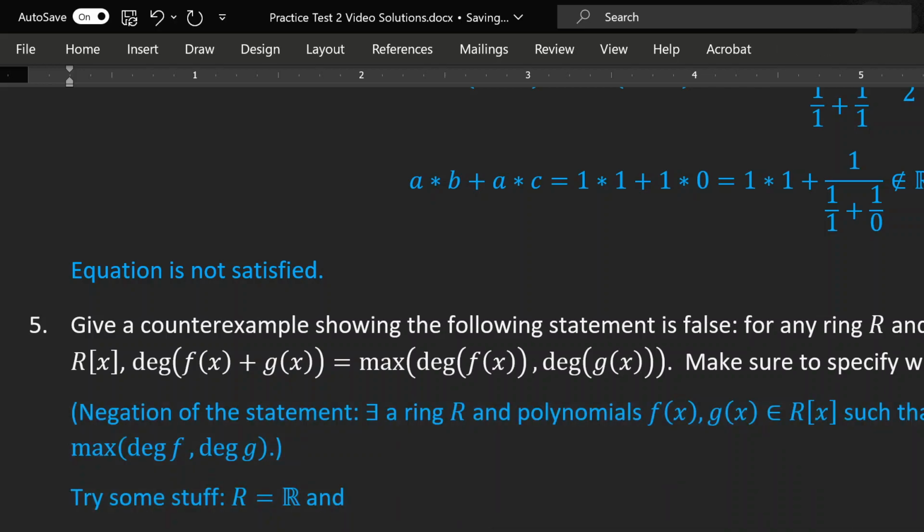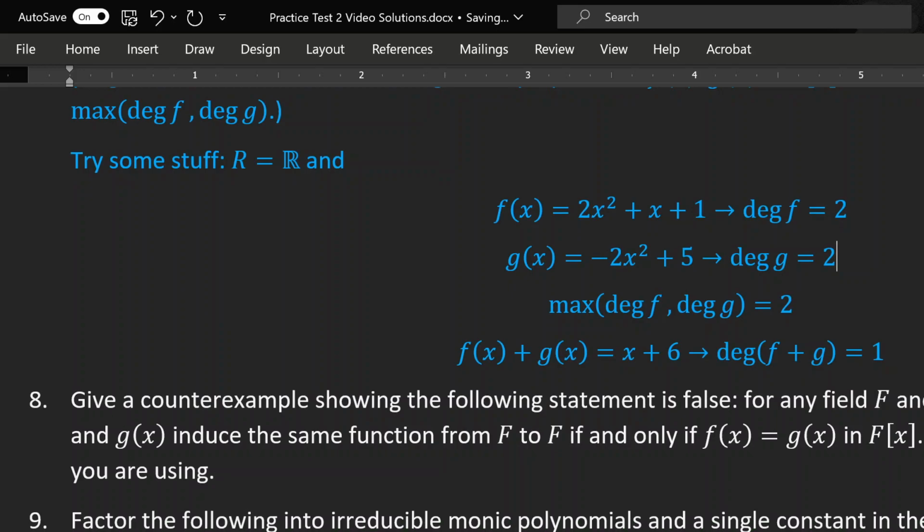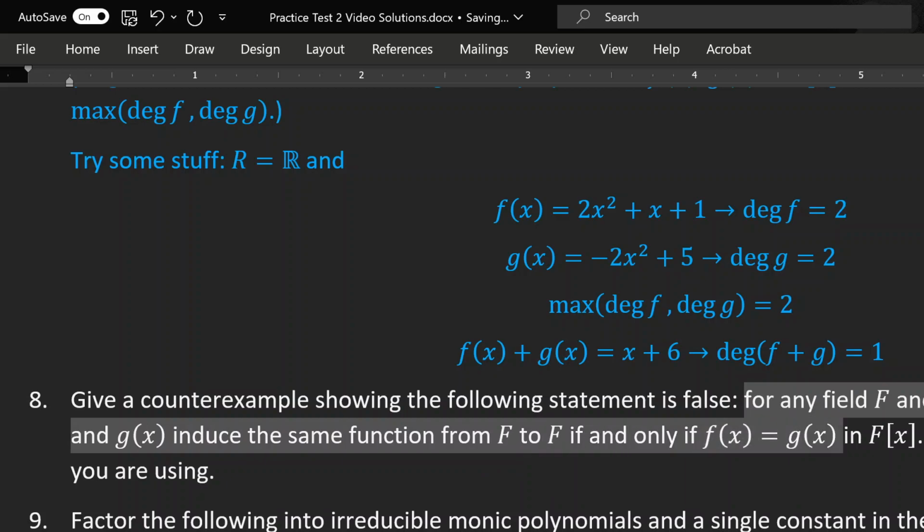Alrighty, let's look at number 8. So give a counterexample showing the following statement is false. For any field F and any f and g in F[x], f and g induce the same function from F to F if and only if they're equal as polynomials. Right, so this is something that you always thought was true probably until this class. You never distinguished between what the function is and what the formula is. You always were thinking that they were one and the same thing, basically. You could get one from the other.